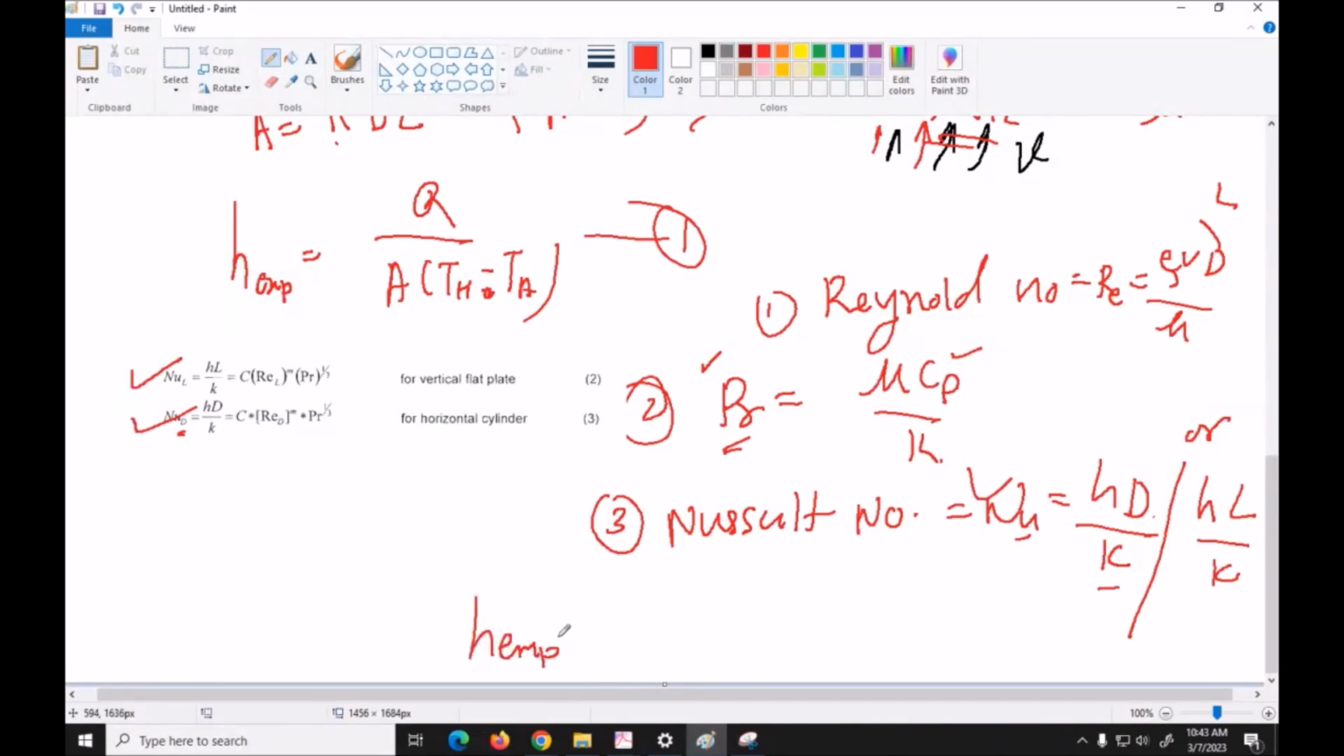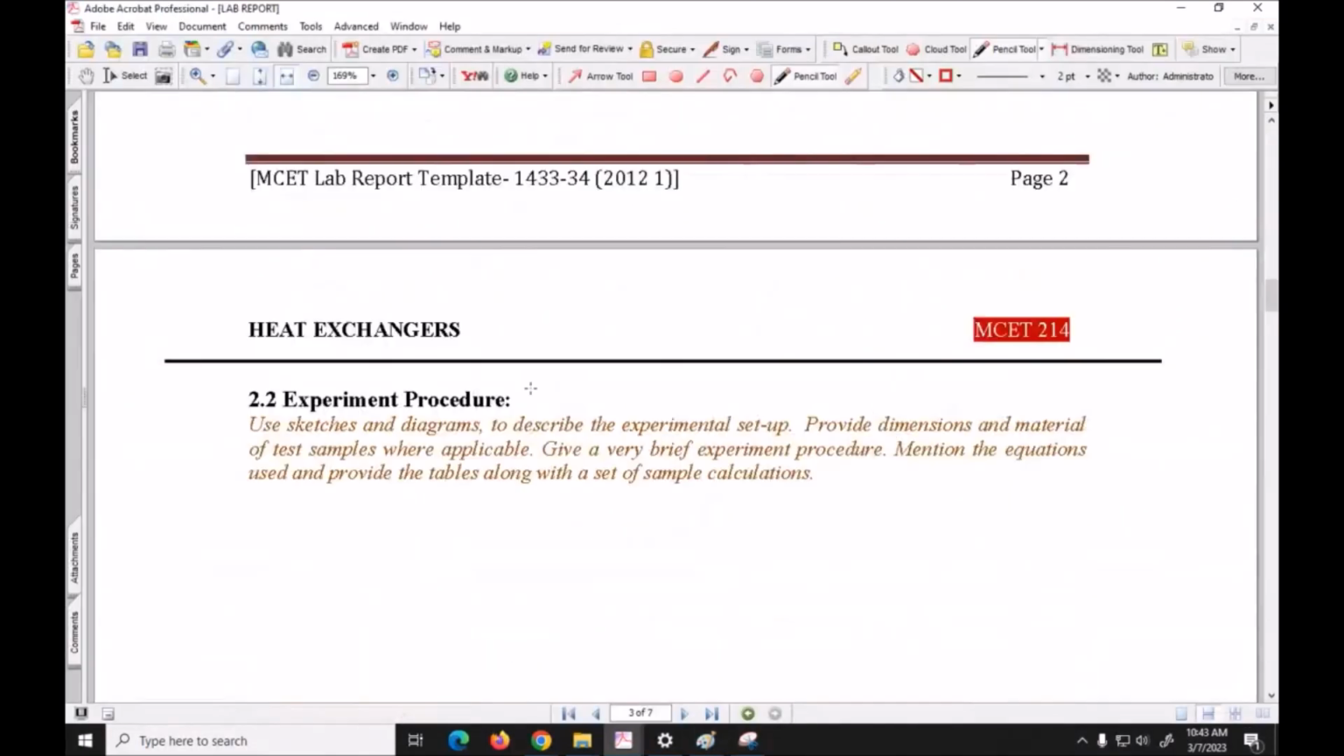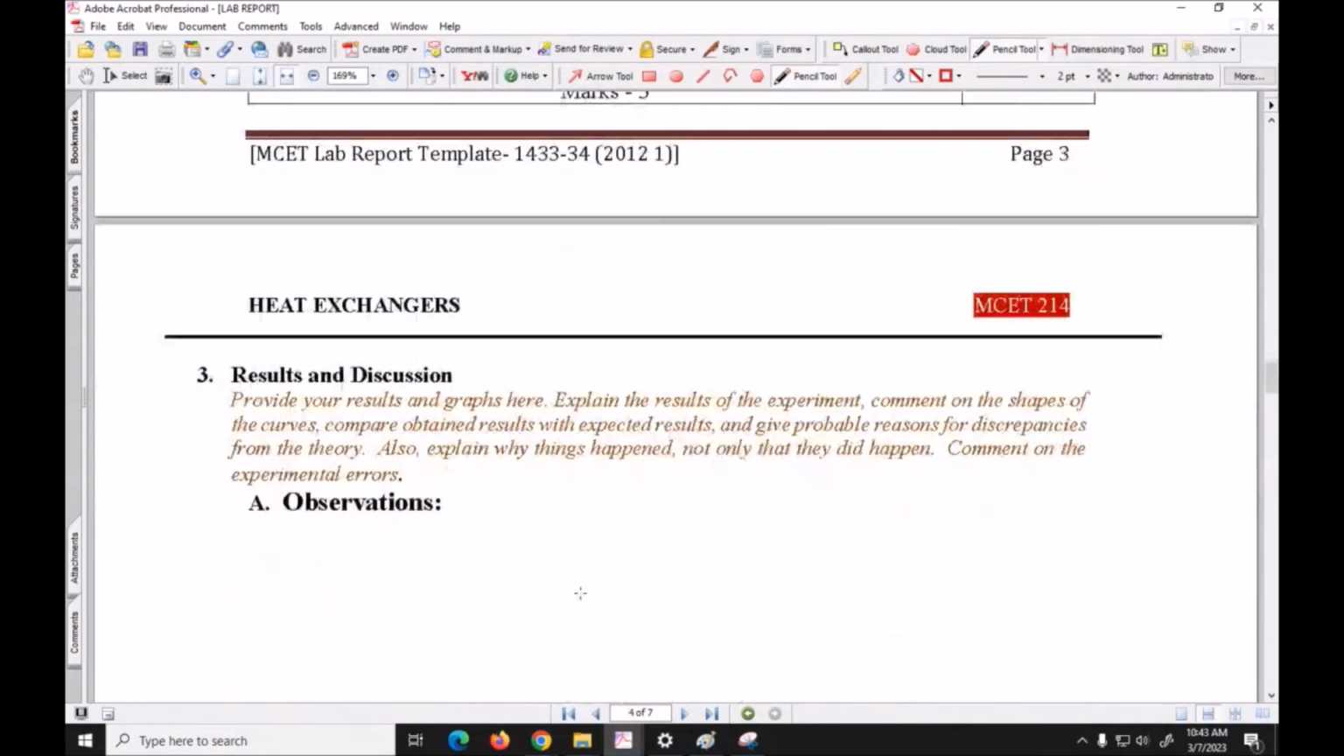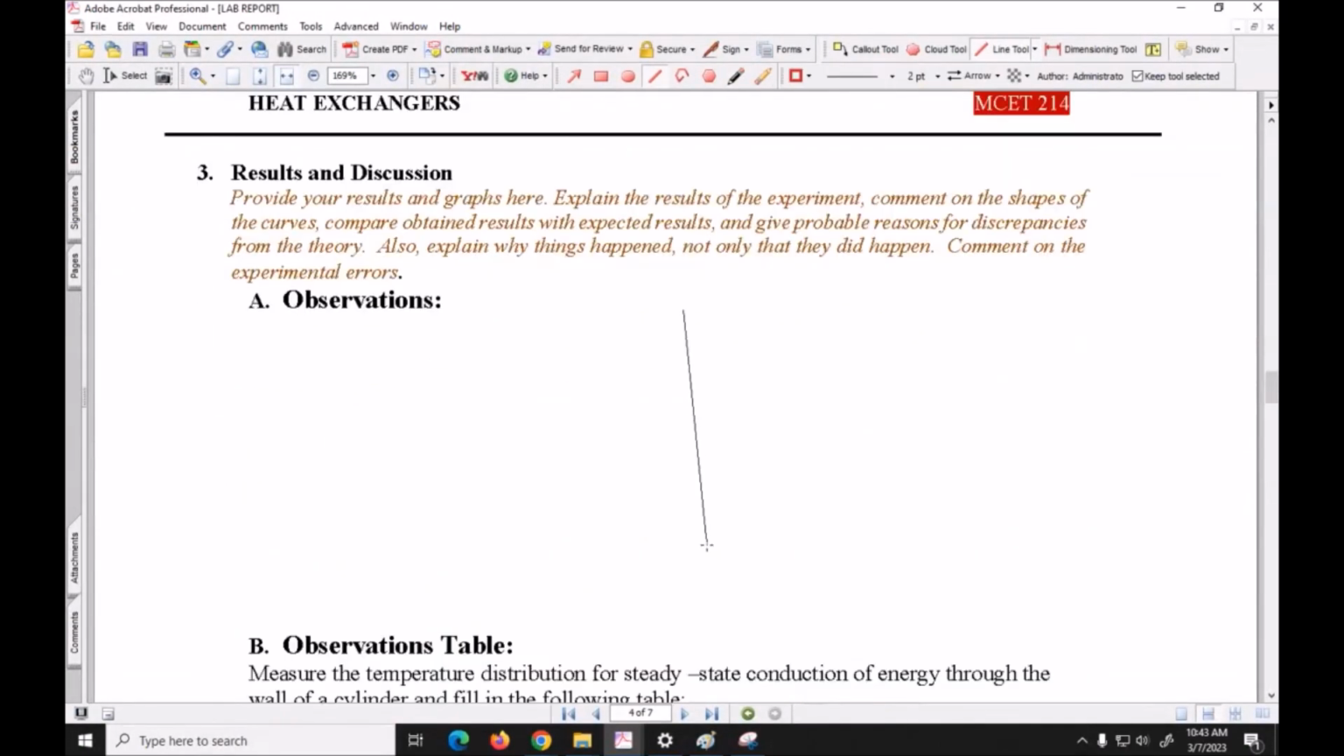H empirical is equal to Nusselt number into K by D or L. So our objective is to find out empirical and experimental H. The same procedure we used last week. Now let us start the experiment and we'll record the readings. Experimental procedure we can write from what you did. Then result and discussion. If you want you can write both of them or only one. It is up to you.